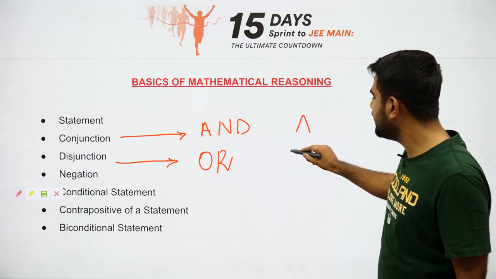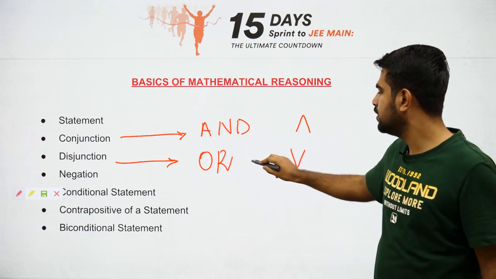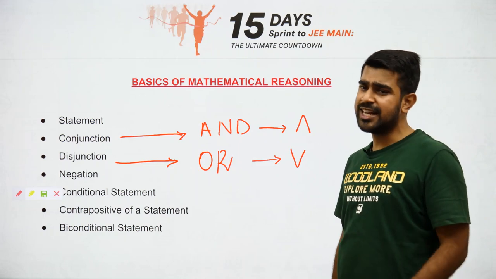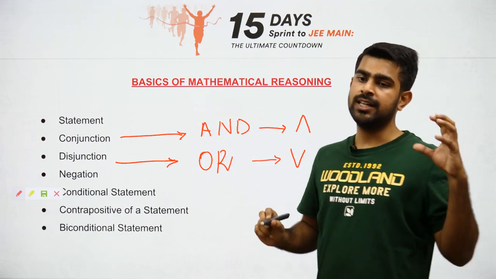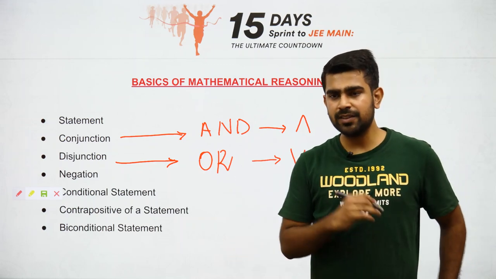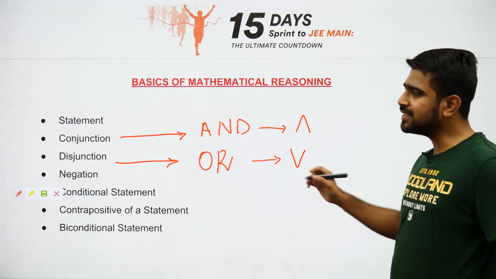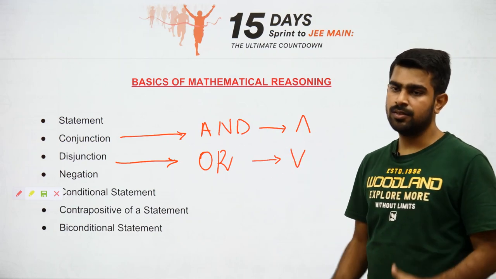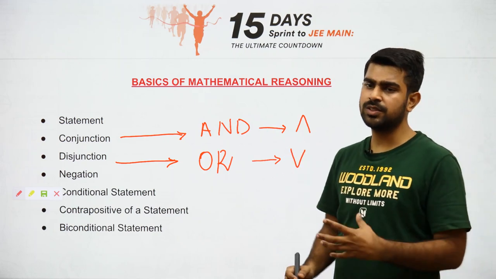So what is the other one going to be? This is "or". So "or" is going to be given like this and "and" is going to be given like that. Because guys, without this, you will not be able to even understand the question. So please pay some attention and try to complete it today. Right after the lecture, go back and try to solve some questions on it.